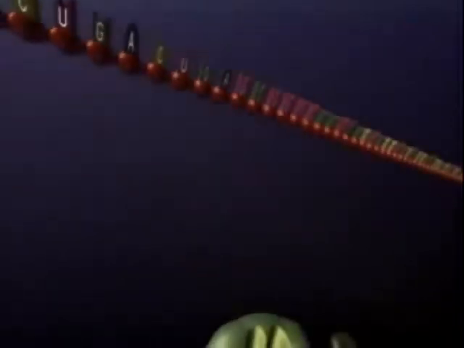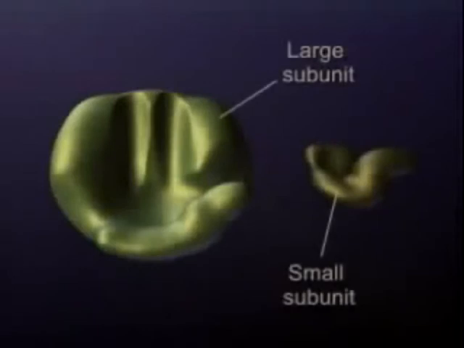Translation is the process by which the information contained in messenger RNA is used to direct the synthesis of a polypeptide. This information is carried in the sequence of bases on the messenger RNA molecule. The polypeptide can be assembled once RNA binds to a ribosome. Ribosomes consist of large and small subunits.